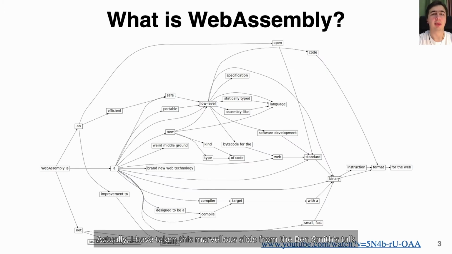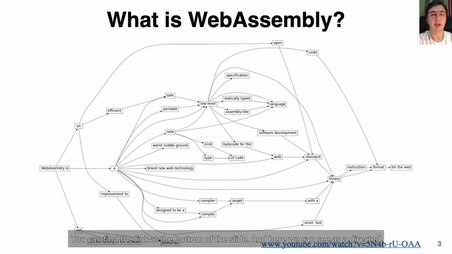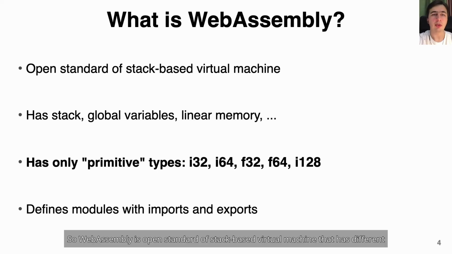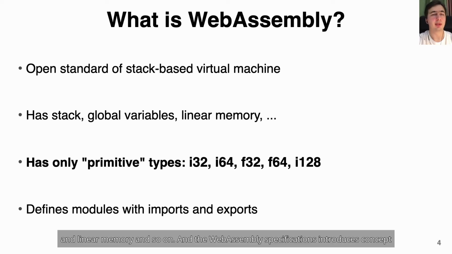Let's start with answering a simple question. What is WebAssembly? I have taken this marvelous slide from Ben Smith's talk at CppCon 2019. You can find the link at the bottom of the slide. Here we can see a directed graph, and moving from left to right, we can construct our own definition. What is WebAssembly? I ended with this one. WebAssembly is an open standard of a stack-based virtual machine that has different parts, such as stack, tables, global variables, linear memories, and so on.